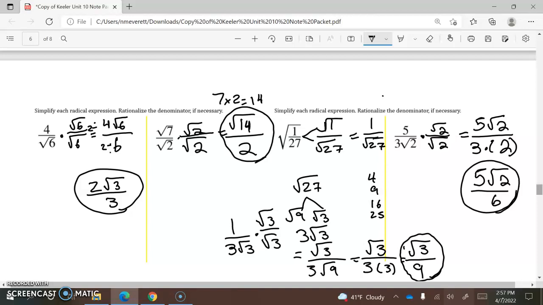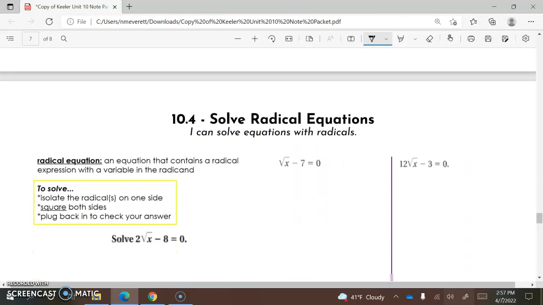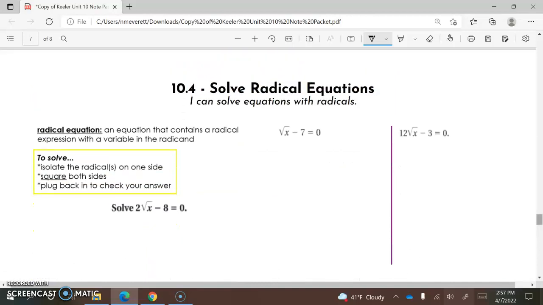That's it. Alrighty, so that will be it for the 10.3 notes. I think we have one more section after this. That's going to be 10.4. We will pick these up in the next video series.